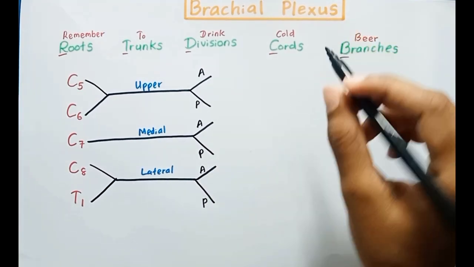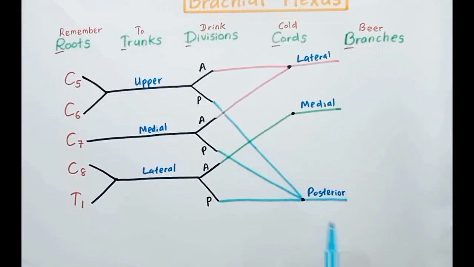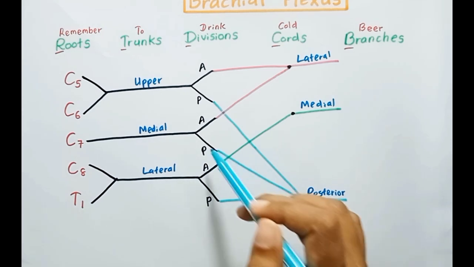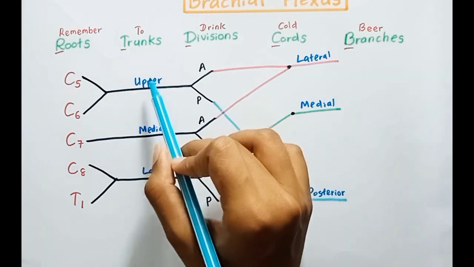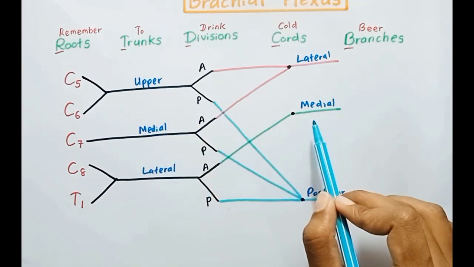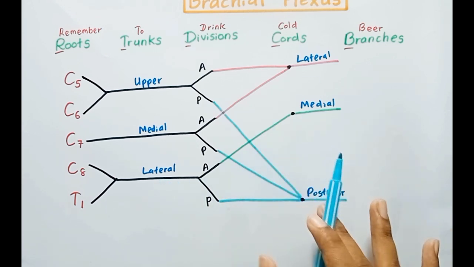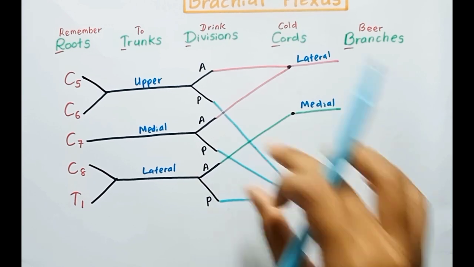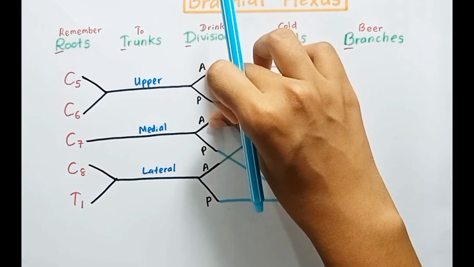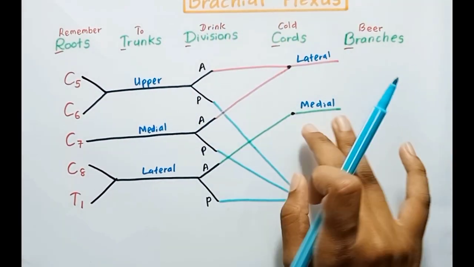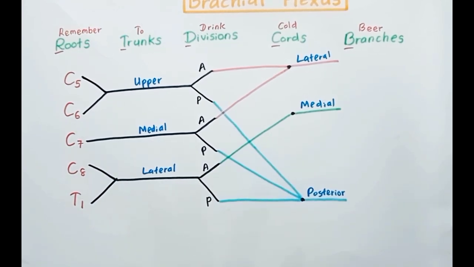When we talk about cords, there are 3 cords and I will represent them using 3 dots first. As I have drawn here, this dot will take all the posterior divisions of the trunks, this dot will take the anterior divisions of the upper and middle trunks, and this one will take only the anterior division of the lower trunk. I will tell it again. This posterior cord will take all the posterior divisions, this lateral one takes the anterior divisions of the upper 2, and this medial cord will take only the anterior division of the lower trunk.